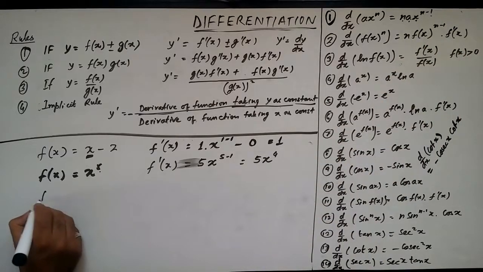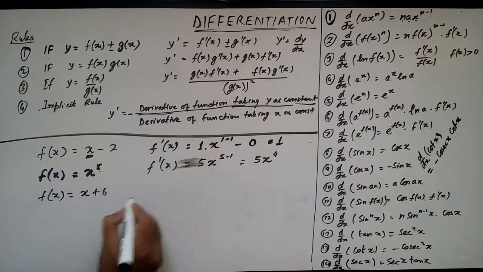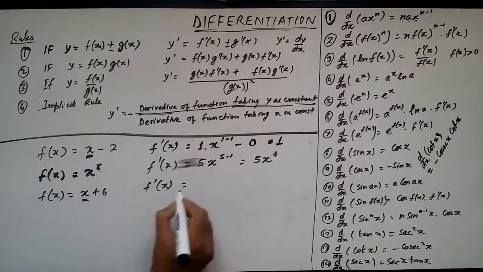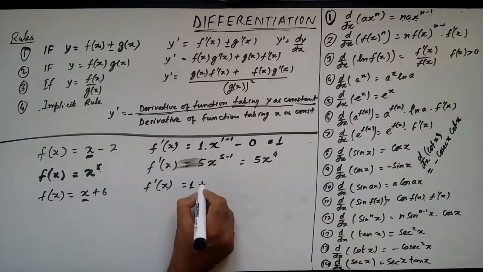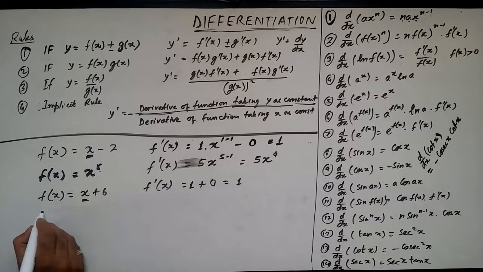So let's see this one. f(x) is equal to x plus 6. So the derivative of that function is, the derivative of x is 1 and this is 0. So the answer is 1.